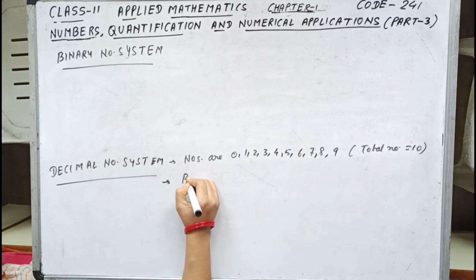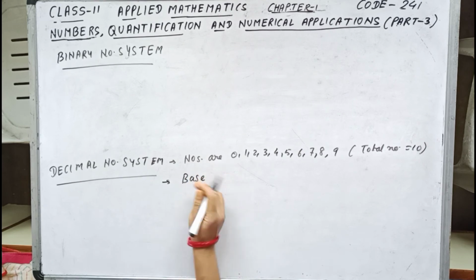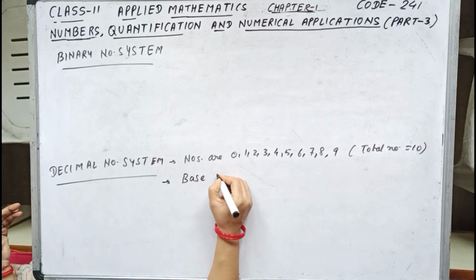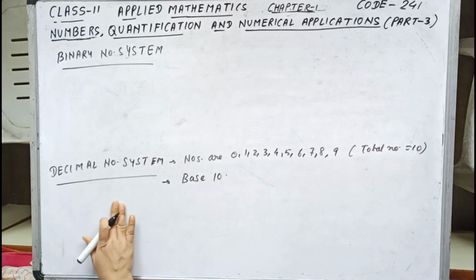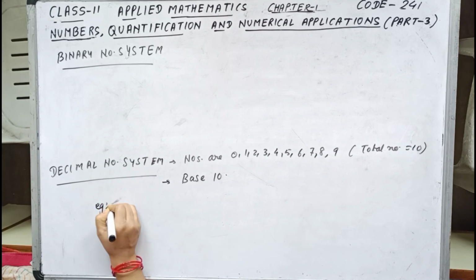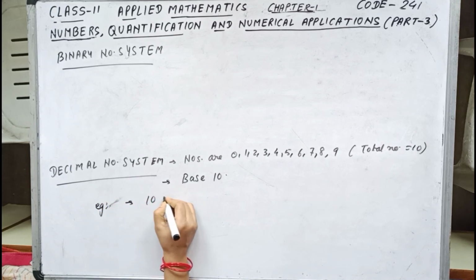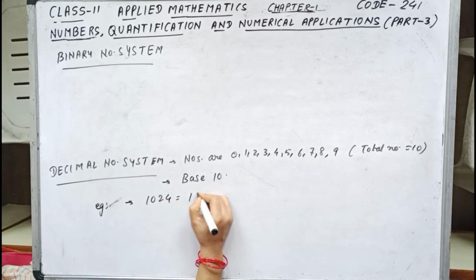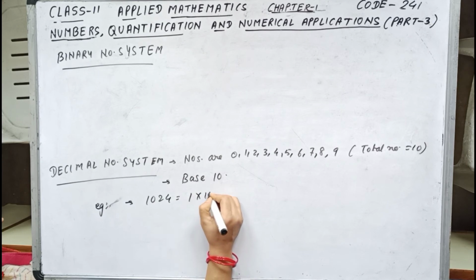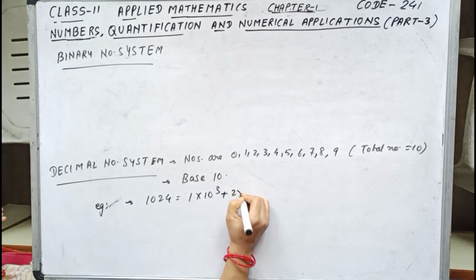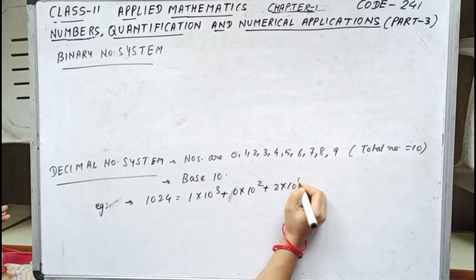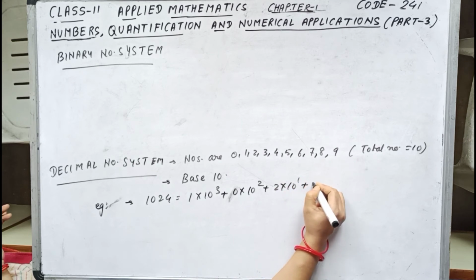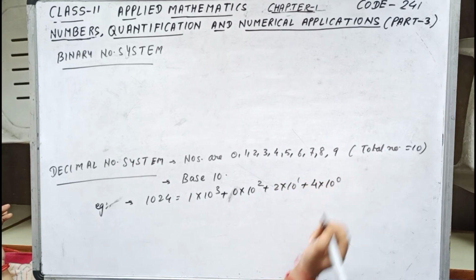Therefore, in decimal numbers, we count the numbers as base 10. So for example, if a number is 1024, we can write this as 1 into 10 power 3 plus 0 into 10 power 2 plus 2 into 10 power 1 plus 4 into 10 power 0.